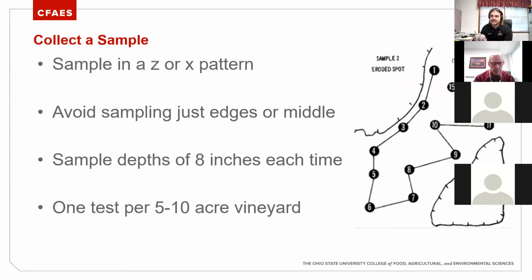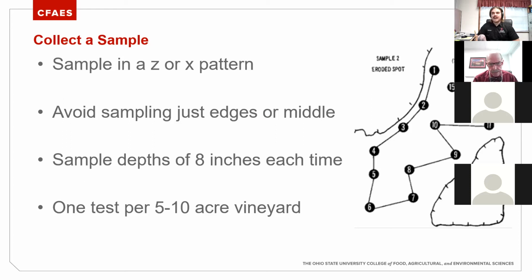For grapes, we recommend sampling at a depth of 8 inches. What I like to do is take my soil probe and either take a permanent marker or take a piece of electrical tape and mark 8 inches. So I'm going down and hitting that 8-inch depth mark every time. We recommend taking 15 to 20 samples per test, and we recommend taking one test per 5-acre vineyard, all the way up to 10 acres. 10 acres would probably be your max for your vineyard size, as long as it's uniform.